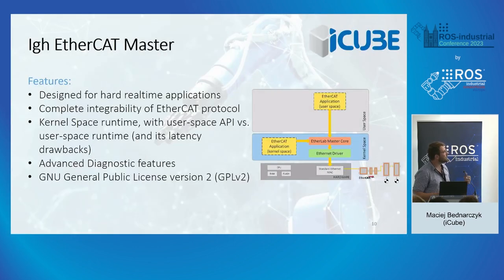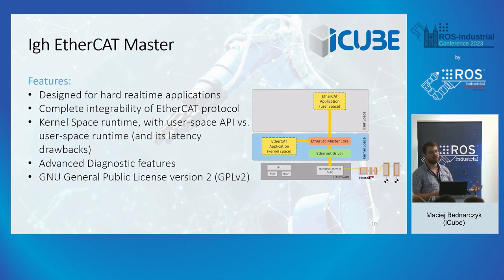So in our case, we decided to go with one particular master right now, which is the IgH EtherCAT Master, because it has some guarantees that we wanted to have in our applications. It is a master that is embedded directly in the Linux kernel. It is designed for hard real-time applications, and it has complete integration of the EtherCAT protocol with additional features, for example, advanced diagnostic features.